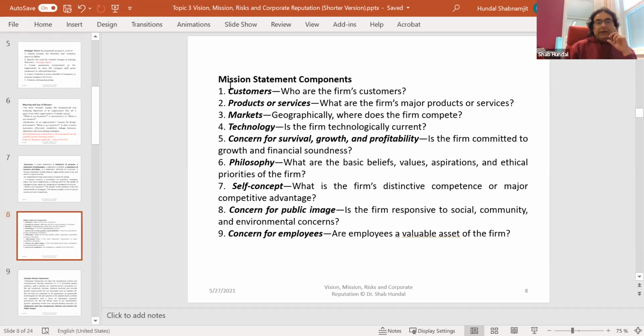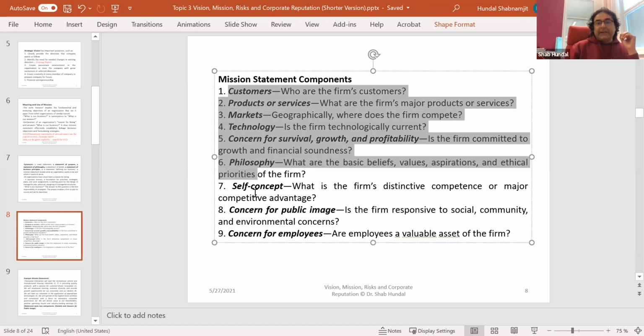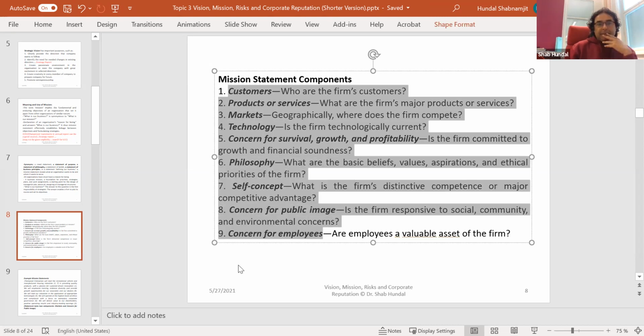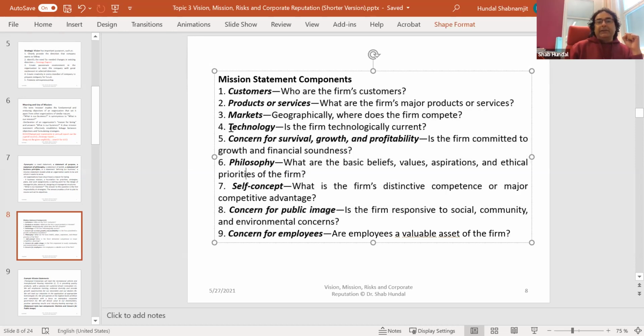All right, here we go. The mission statement, ideally, I'm not saying that, ideally, the mission statement should focus on these 9 components. Your mission should be something about your consumers, your customers, the products and the services which you produce or deliver, what type of markets you cater to, national markets, global markets, and technology. Of course, if you're an R&D company, if you're an IT company, technology should be foremost.